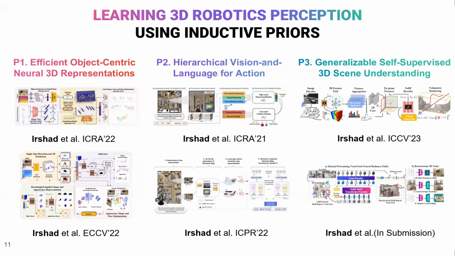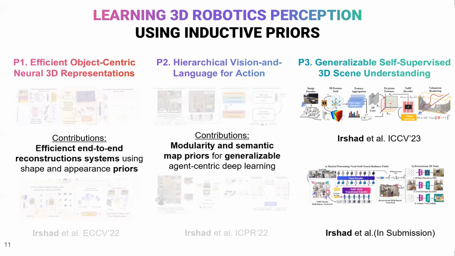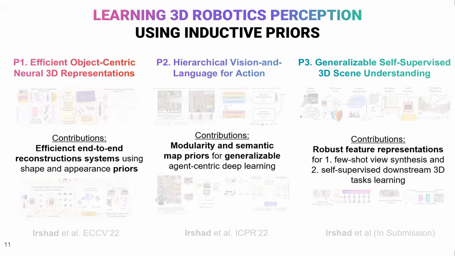Here's the structure of my talk today. First, we will be discussing two keywords for thrust one, which is perception for 3D object understanding, with the major aim of exploring synthetic data prior for generalization. We will then move to a vision and language for action thread and explore hierarchy prior for agent-centric deep learning systems. And lastly, we will discuss the efficient 3D scene understanding work.